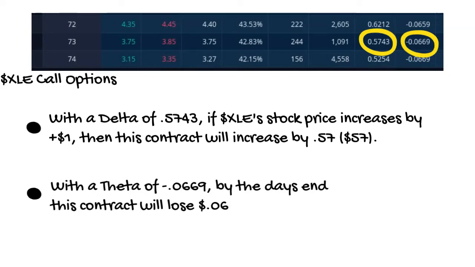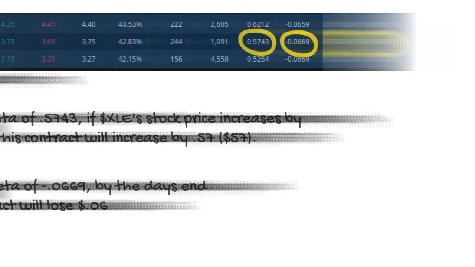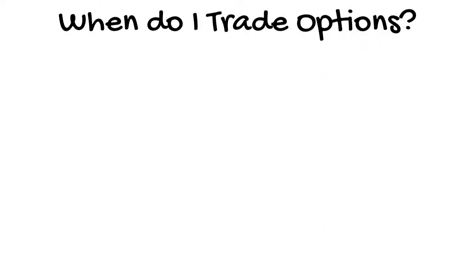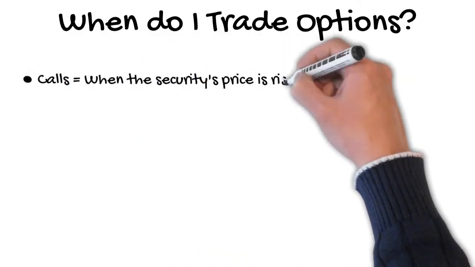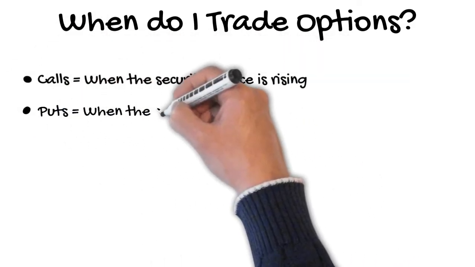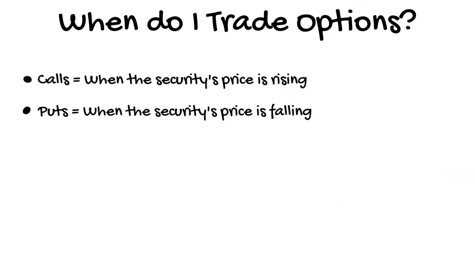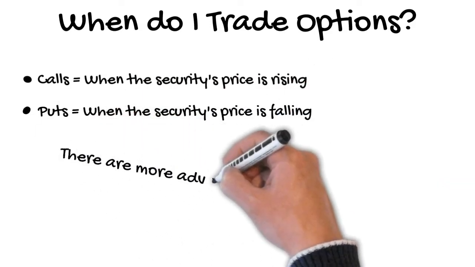Now that we got all that out of the way, let's get into an example of when to actually trade a contract. To keep this as simple as possible, you'll want to buy calls when the security's price is going up, and you'll want to buy puts as the security's price is going down. Now, there are some more advanced strategies for trading options, but we'll keep this on the most basic example.